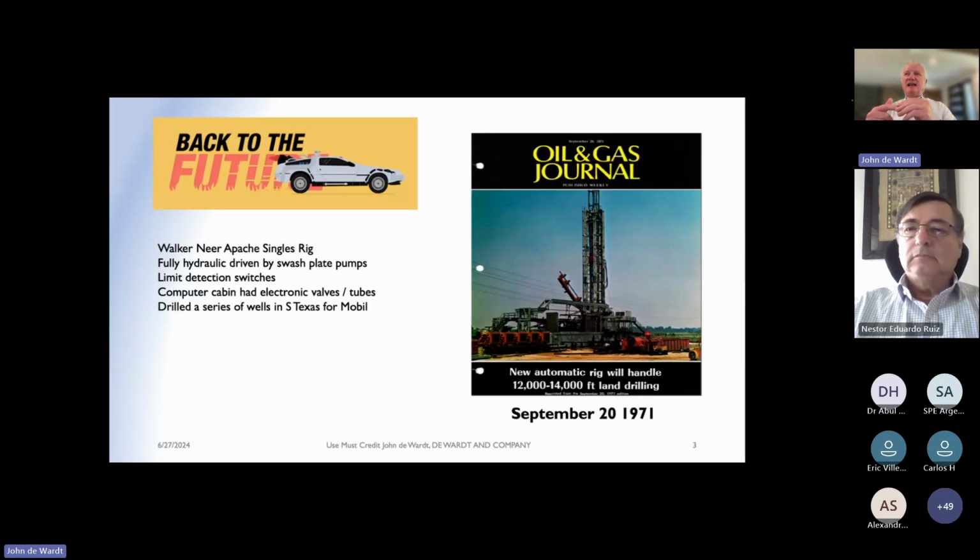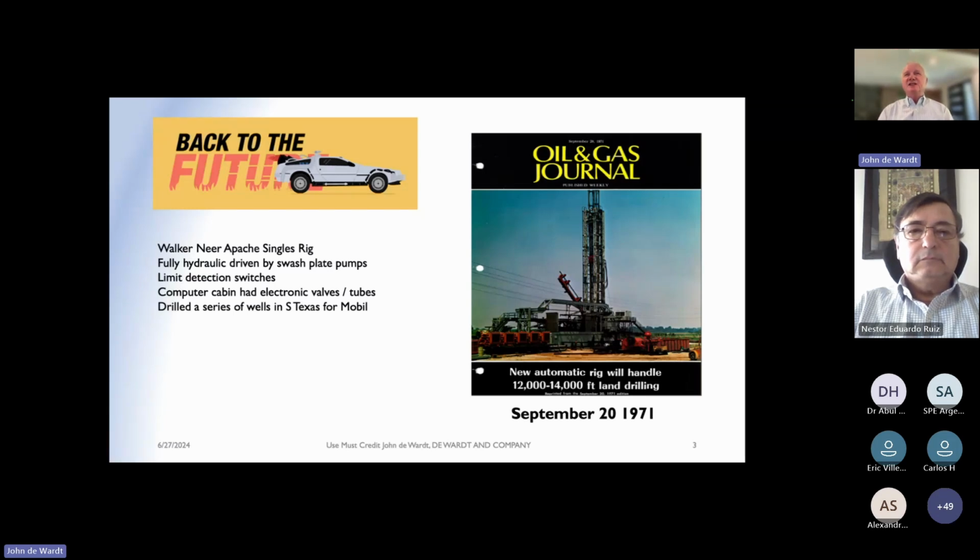The thing about that I raise is that a lot of the drilling fluids got into these switches and caused reliability issues. And then the computer cabin, actually, the computer was electronic valves, as we say in English, or tubes, as you say in American. So every time they moved from location to location, these electronic valves or tubes got broken and they had to put them back together again.